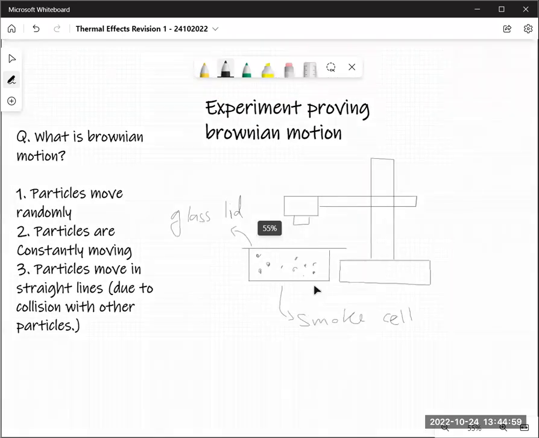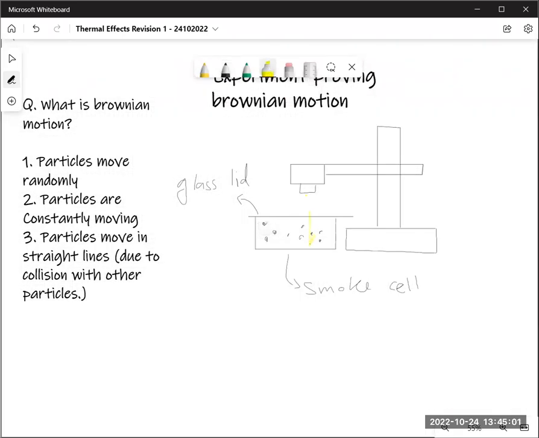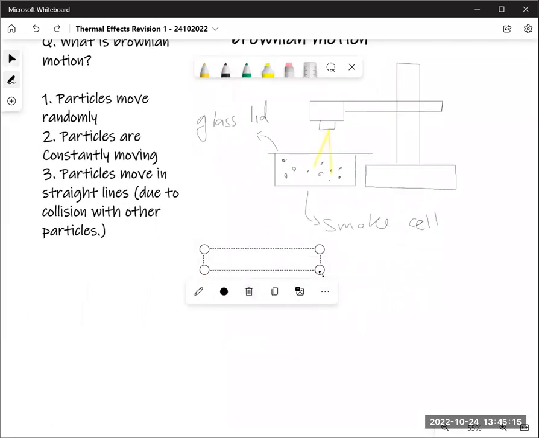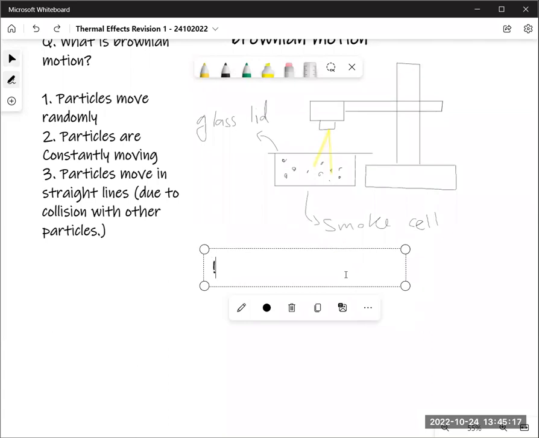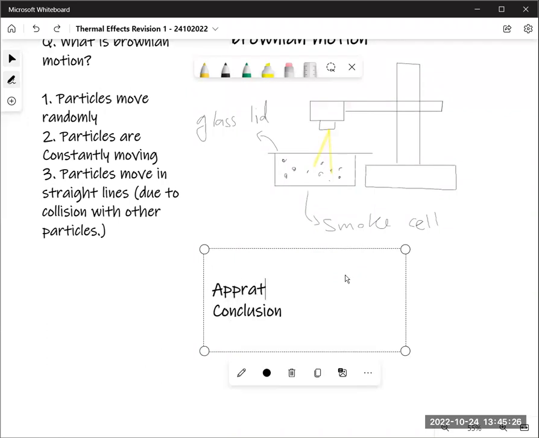And what happens is, when you shine light on it like this, you'll realize that the smoke particles are moving, and they're moving constantly, and they're moving in straight lines. What that means is, therefore, I realize that proves it. Now I'll just write the conclusion from this experiment. We did the apparatus already. You need a smoke cell, a microscope, and a light source.